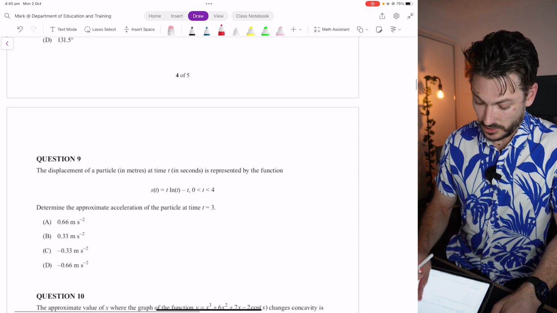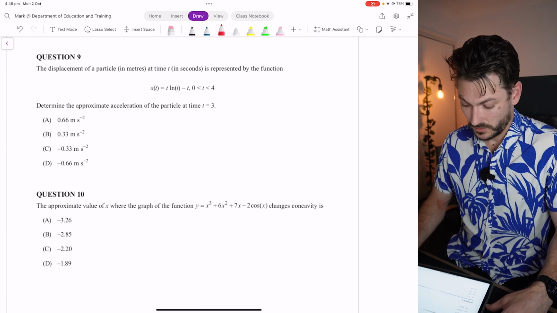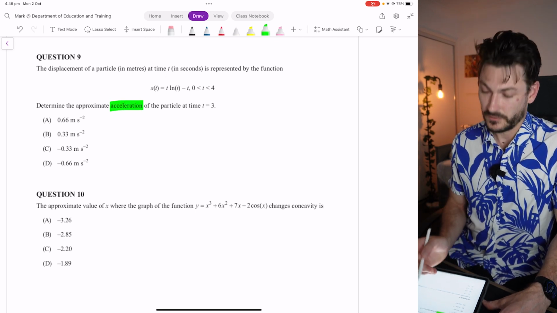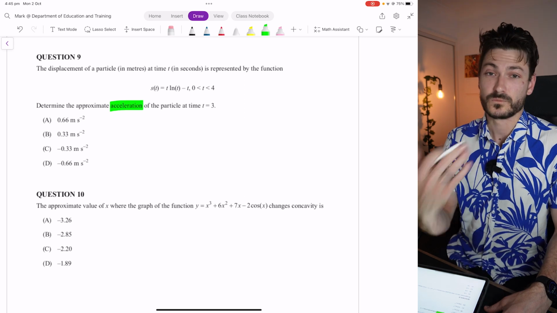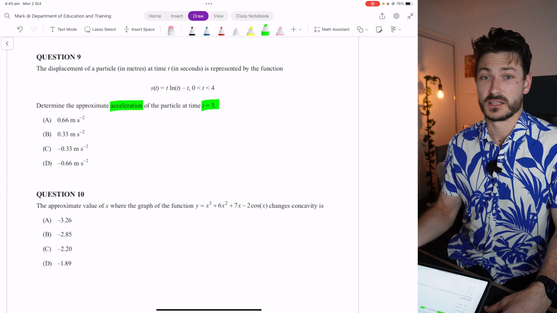Okay, and question 9. Two to go. We've got the displacement of a particle represented by some function. We want the acceleration. So if I'm going from displacement to acceleration, I'm deriving twice. At a specific point, this is a derivative at a point.